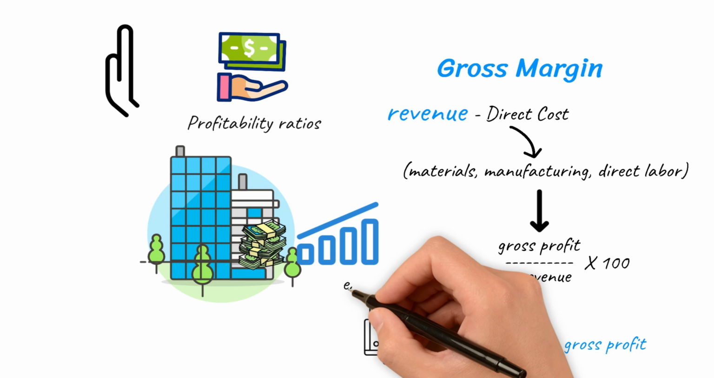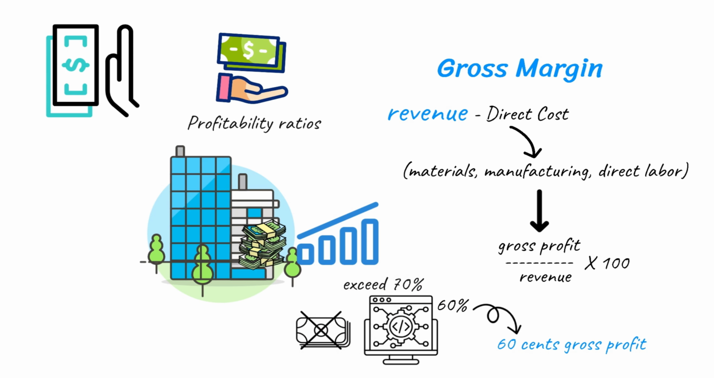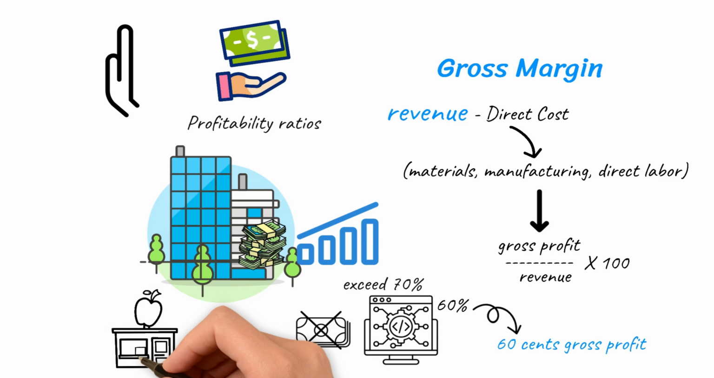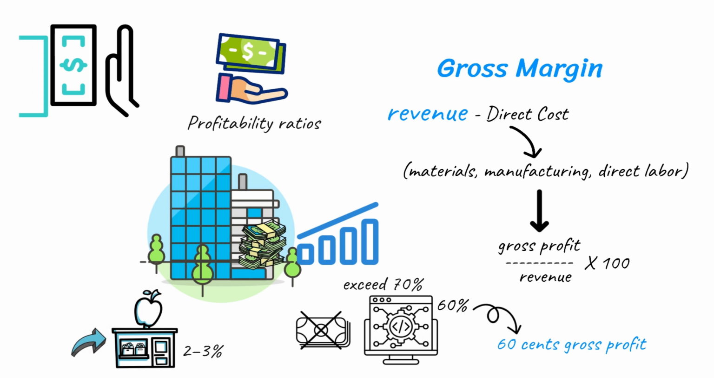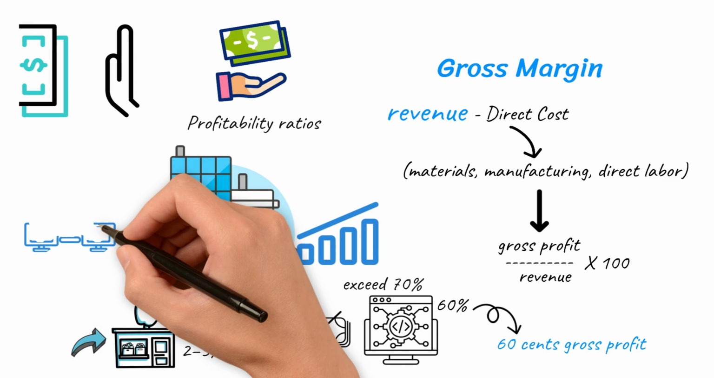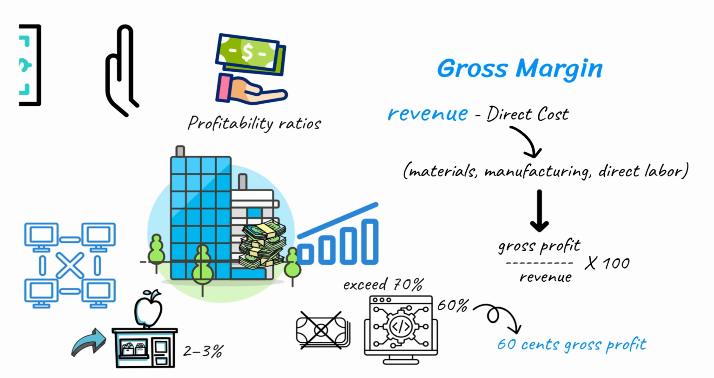Software companies routinely exceed 70% because shipping one more copy costs almost nothing. Grocery stores operate at 2 to 3% because the product itself is expensive to buy and store. Always compare gross margin to industry peers, never to companies in different sectors.